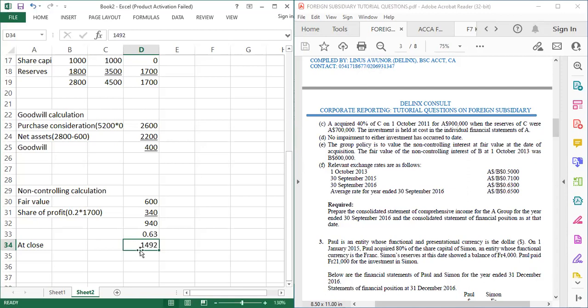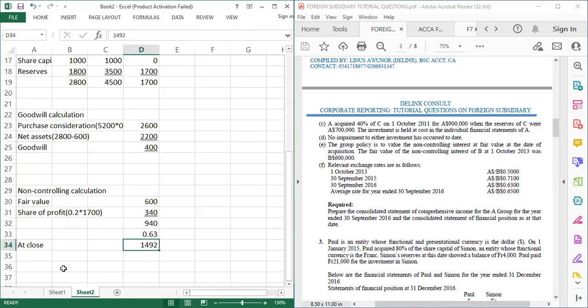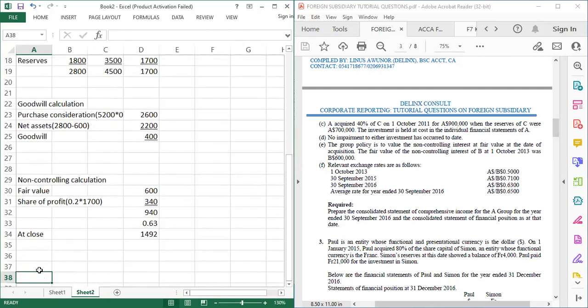Okay. So you can go to the statement of financial position now and show NCI, 1,492. Okay. Let's now do workings for the group retained earnings.